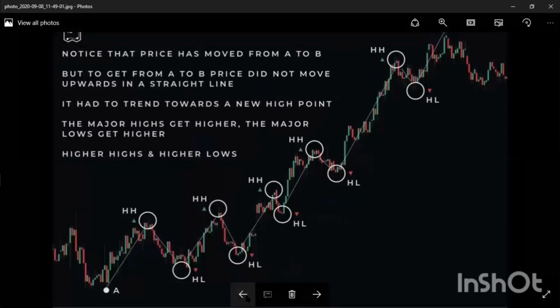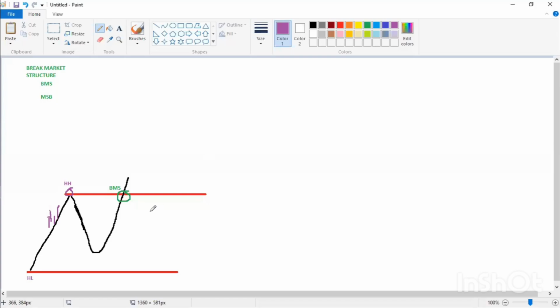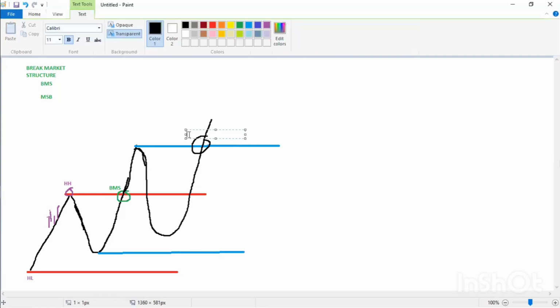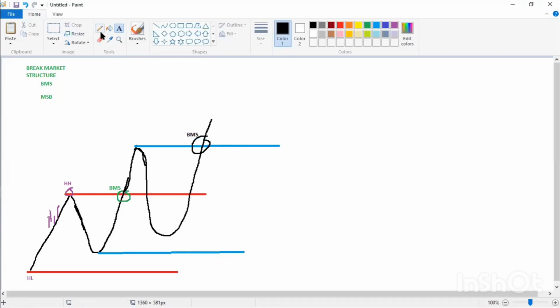So now if we look back, we also have this chart here. When you see your BMS, then price goes up, makes a new higher high. Once they make a new higher high, take your trend line. Now this is your higher low, and this is the new higher high. You wait for price to come back down to make a higher low. Then again, BMS. And price continues like that. Higher high, higher low, higher high, higher low, like that.